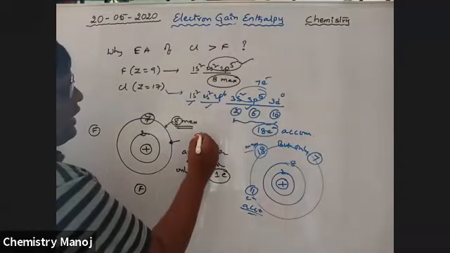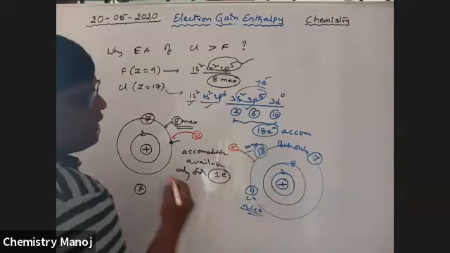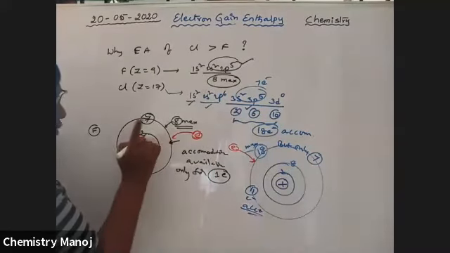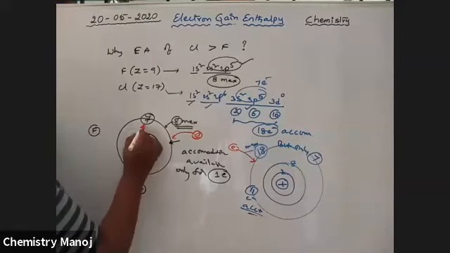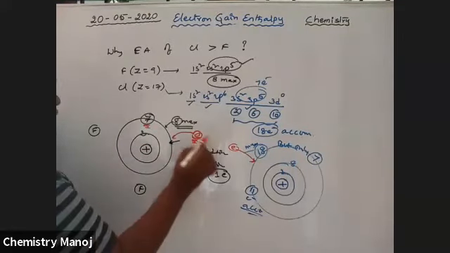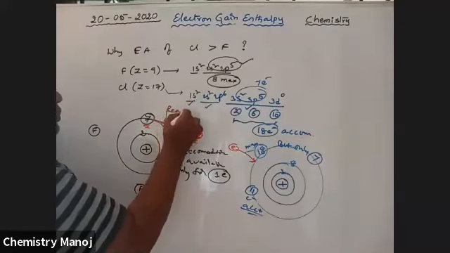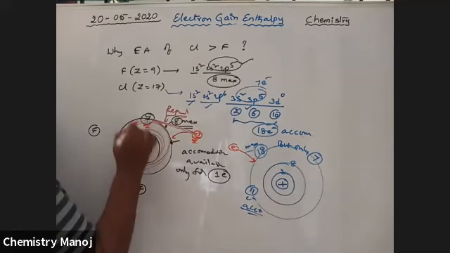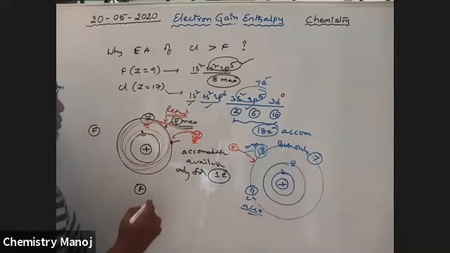Now this is the electron added here in the outermost orbit. Here only 1 electron accommodation is there, that means a very minute gap is there. So the already existing 7 electrons and this electron, there is a repulsion because of this small size. Because of this small size, there is a repulsion between the already existing electrons and the incoming electron.